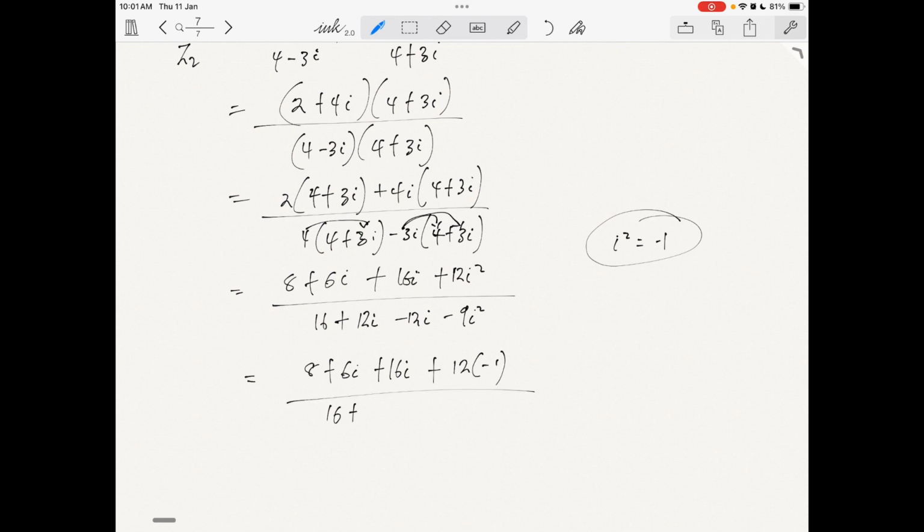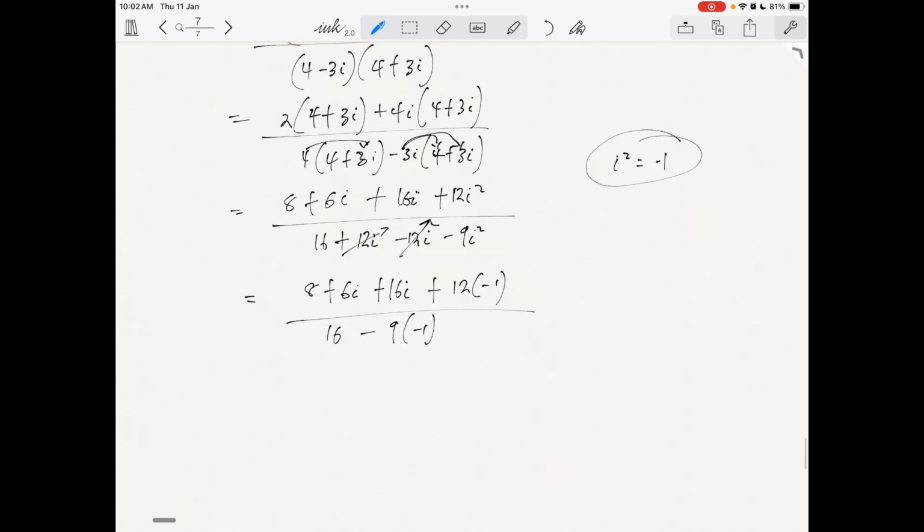Same thing for the denominator, and we can see that this cancels out this, because plus 12i minus 12i is equal to 0, and we are left with minus 9i squared. Now we are substituting i squared to be equal to minus 1. So in essence we have 8 plus 6i plus 16i, 12 multiplied by minus 1 will give us minus 12, and this will give us 16. Minus 9 multiplied by minus 1 will give us plus 9.